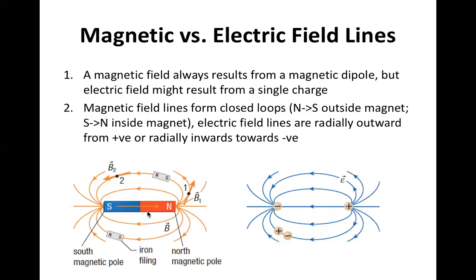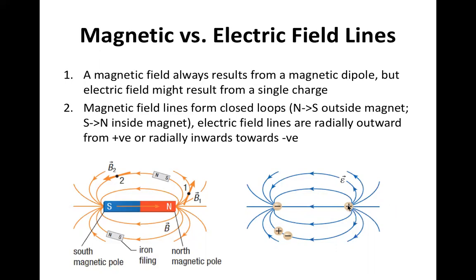And with magnetic field lines, looking at the loops from the outside of the magnet, it looks as if they go from north to south. Magnetic field lines form closed loops: north to south outside the magnet, south to north inside the magnet. Electric field lines are radially outwards from positive or radially inwards towards negative. So if we take a look way out here, it's like a star pattern, radially outwards. But if we go way out here, those lines will eventually come back.